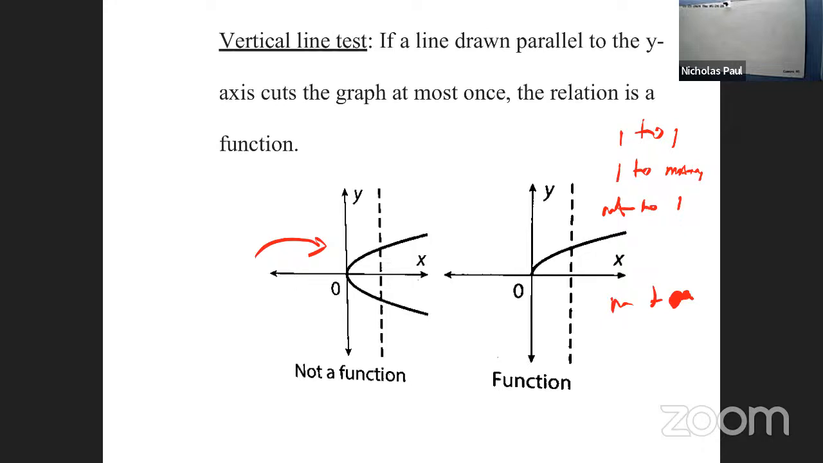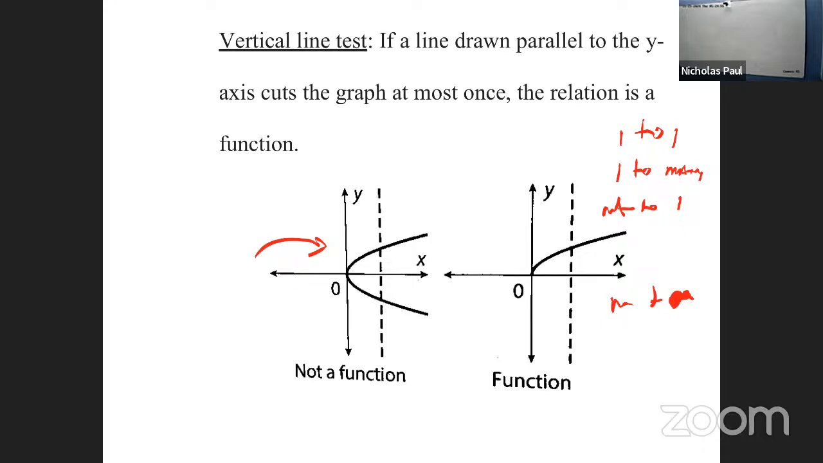Let me ask somebody. Jesse, what do you think? One to many. What do you think? Many to one. What do you think, Victoria? One to many. All right. So let's see. One to many means one x value to many y values. Many to one means what? Many x values to one y value. I don't want to say it wrong.